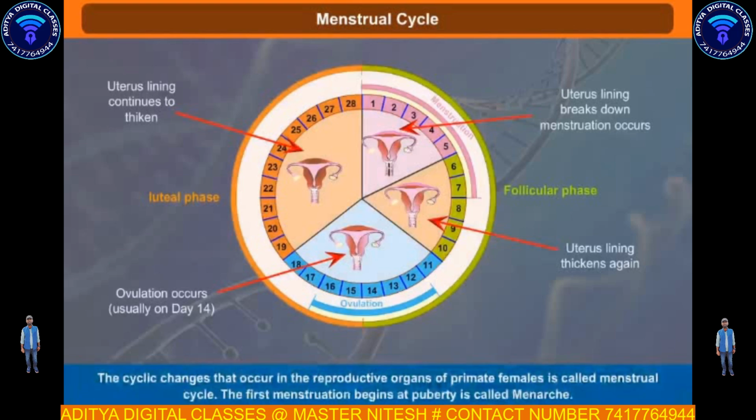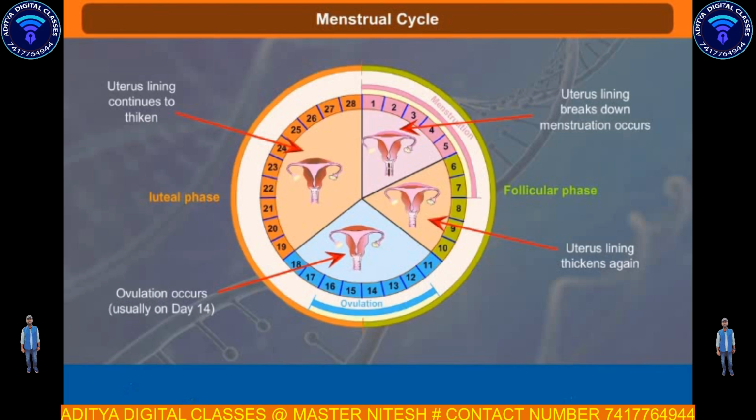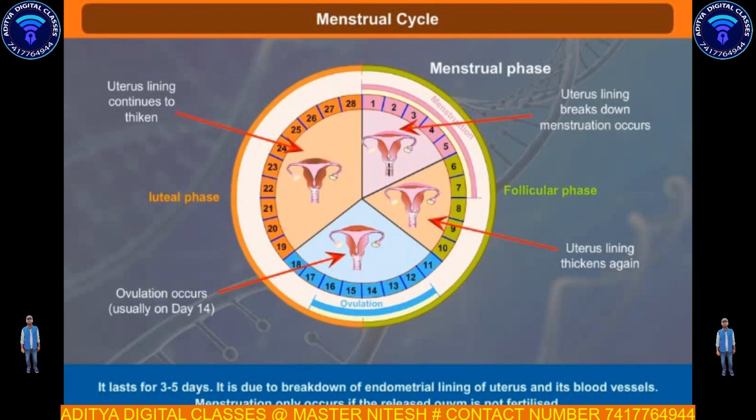The cyclic changes that occur in the reproductive organs of primate females is called the menstrual cycle. The first menstruation begins at puberty, which is called menarche. The menstrual cycle repeats at an average interval of 28 to 29 days. Menstrual phase. It lasts for 3 to 5 days. It is due to breakdown of the endometrial lining of the uterus and its blood vessels. Menstruation only occurs if the released ovum is not fertilized.